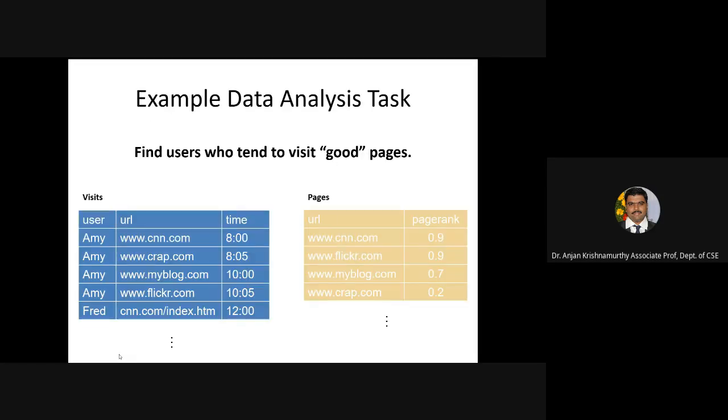So this is an example of a data analyzing task, where the user finds good pages which are rated. You know that there is a tool called Google Analytics, which basically collects analytics of data about where users have visited different websites. This particular data can be used for a system called PageRank. If you go to data mining, PageRank is one important application, an important algorithm which is used for analysis.